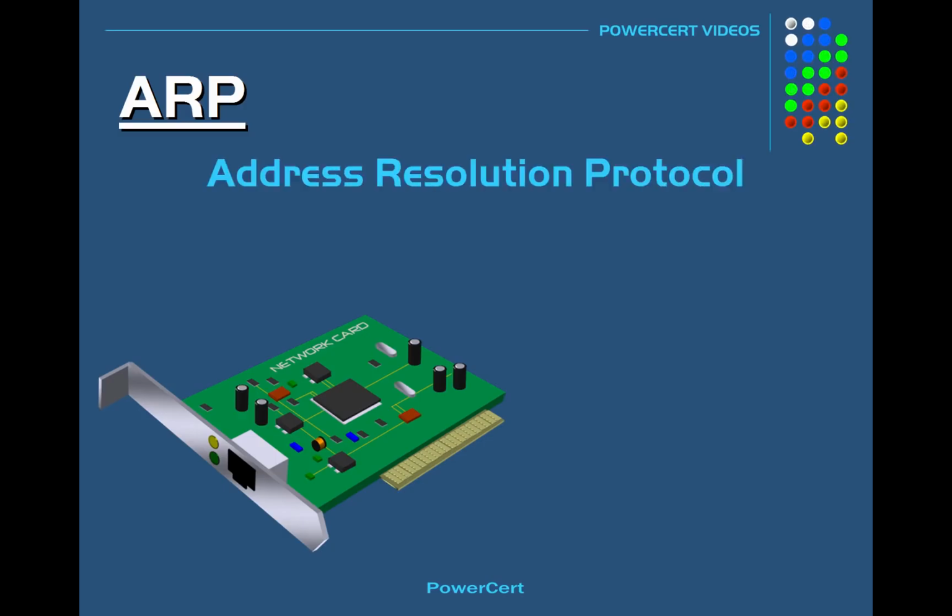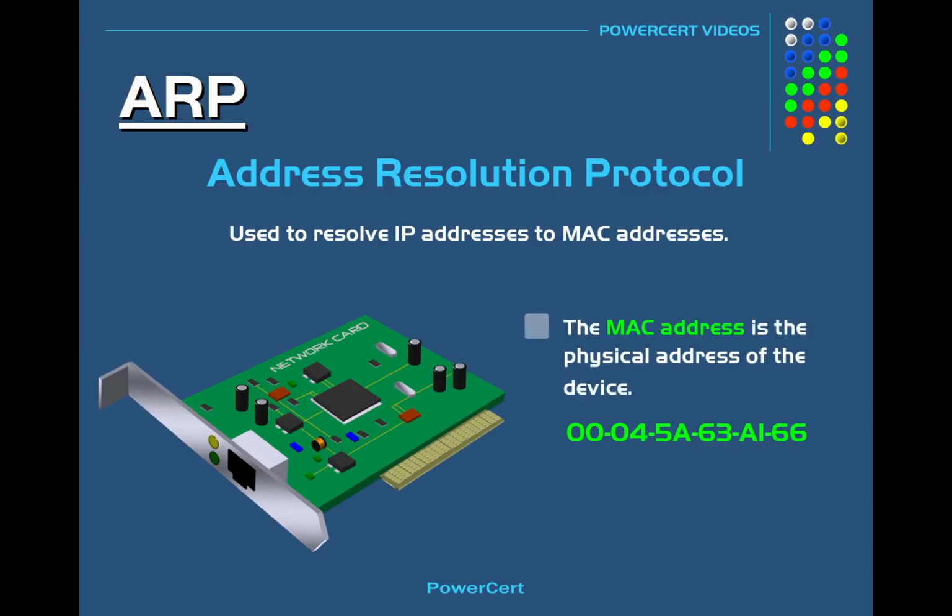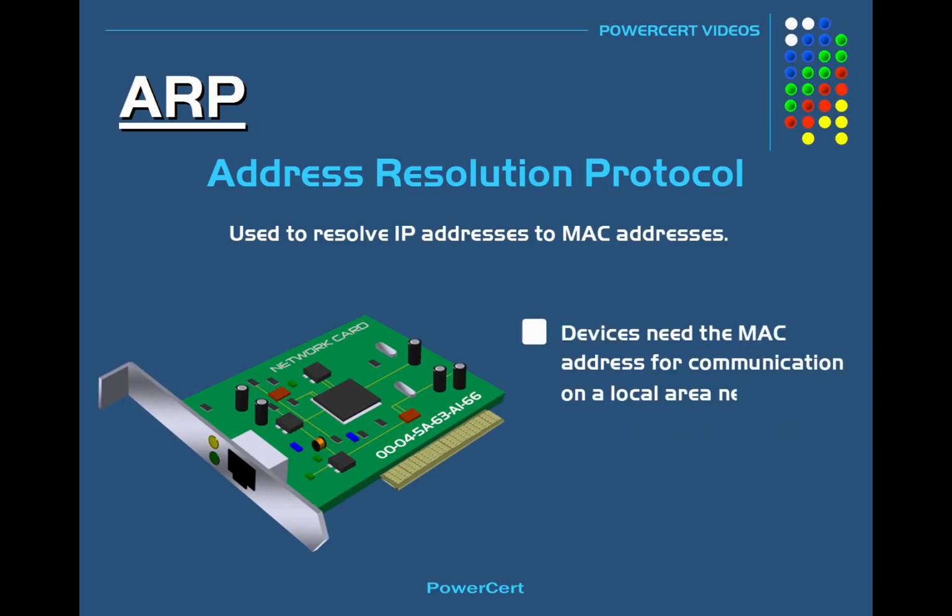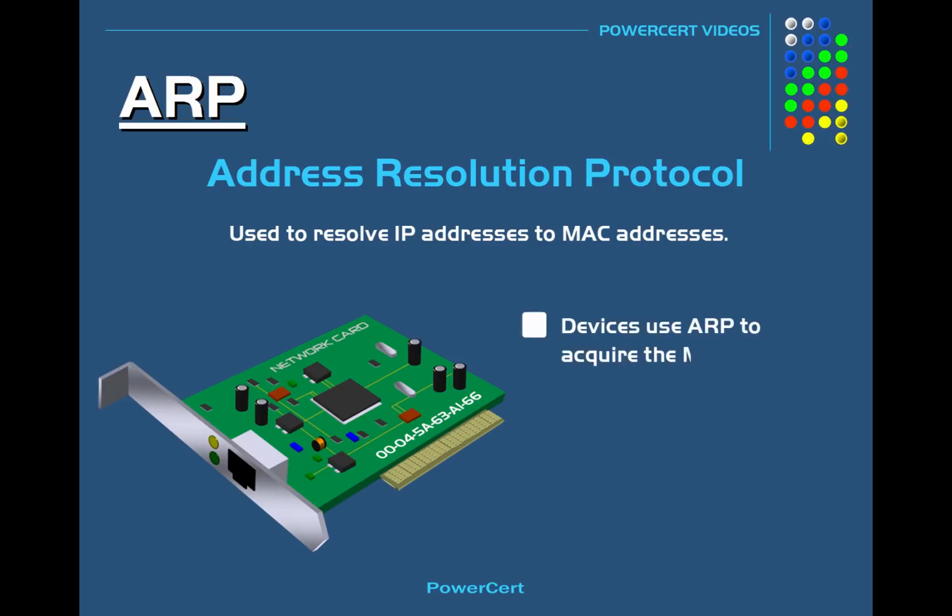ARP stands for Address Resolution Protocol. This is a protocol that is used to resolve IP addresses to MAC addresses. The MAC address is a physical address of a device. It's a globally unique number that is assigned to every network interface card. Whenever a device needs to communicate with another device on a local area network, it needs the MAC address for that device. And devices use ARP to acquire the MAC address for that device.